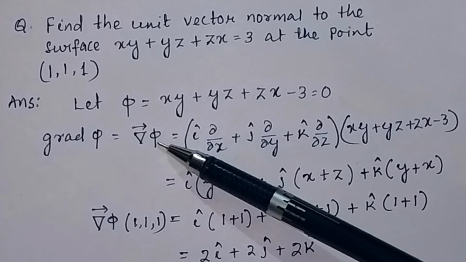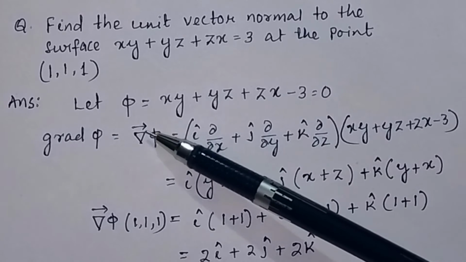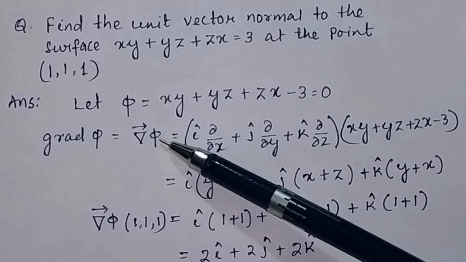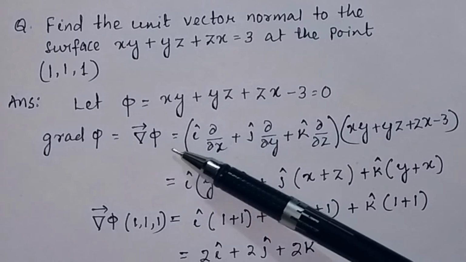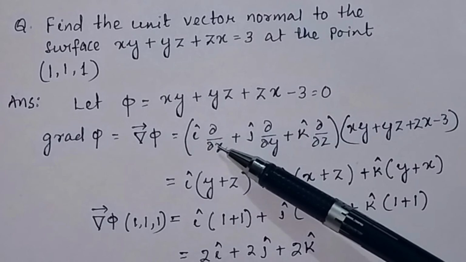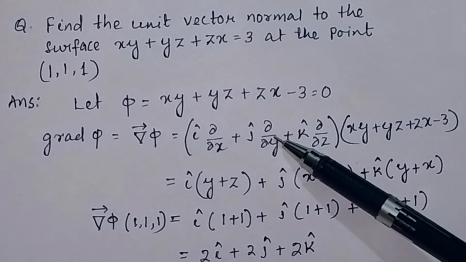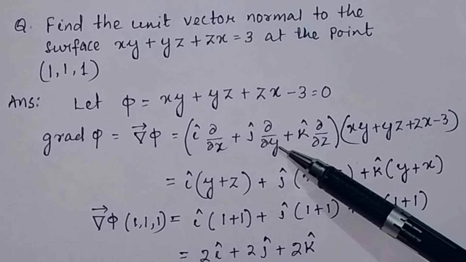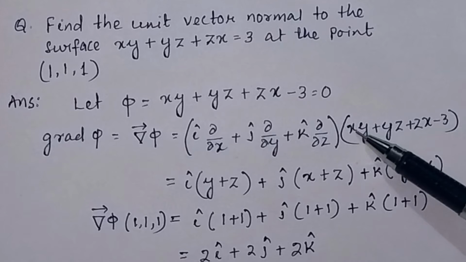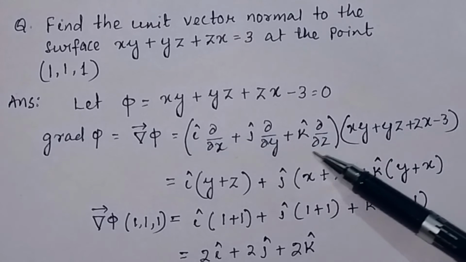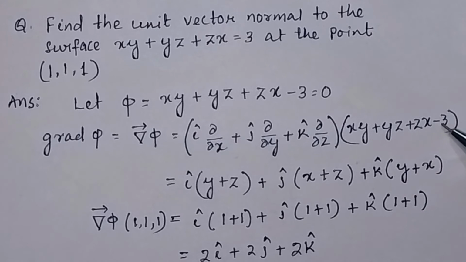So gradient of scalar function phi is equal to del of phi. When the del operator operates on the scalar function, this will give you a vector. So the gradient of a scalar function is a vector, and the del operator can be written as i cap partial derivative with respect to x plus j cap partial derivative with respect to y plus k cap partial derivative with respect to z, and it operates on the scalar function xy plus yz plus zx minus 3.